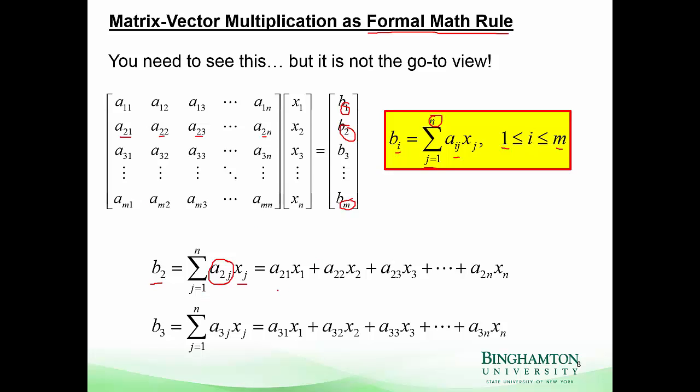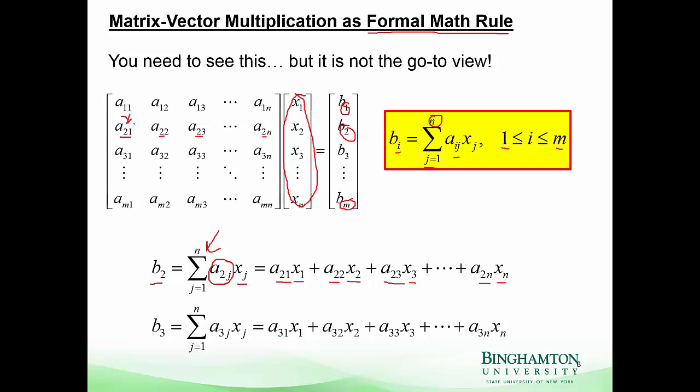So that would be A21 times x1 plus, that's what the summation is telling us to do, now we're jumping up to j equal to 2, A22 times x2 plus A23 times x3, and so on, all the way out to A2n times xn. Well, isn't that exactly the same as taking this vector, rotating it, and lining it up here?